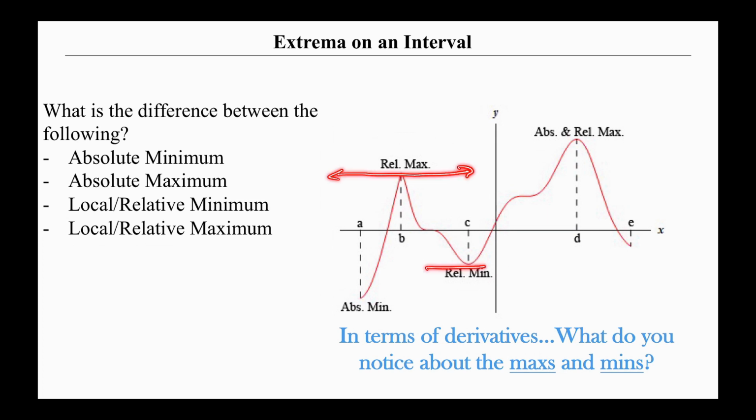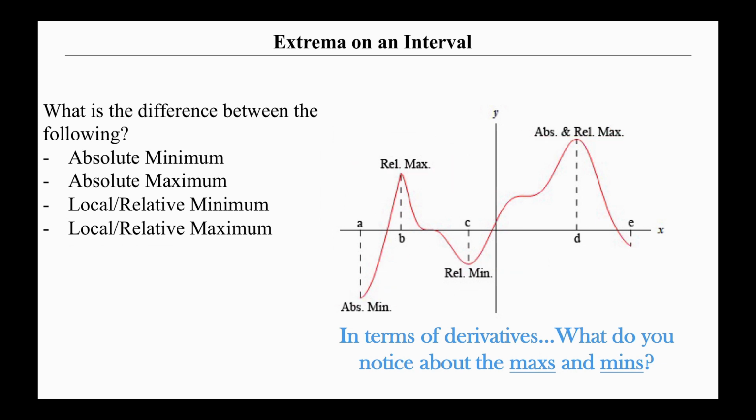Everywhere a maximum or minimum occurs has a slope of 0. That's one of the ways we're going to find them. It's called a critical point, which we're going to talk about on the next slide. There are two ways that we locate maximums and minimums. First of all, they have to have a slope of 0, a derivative of 0.